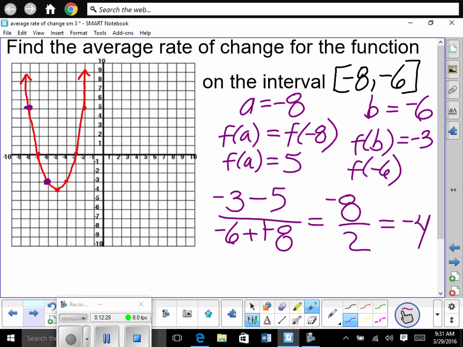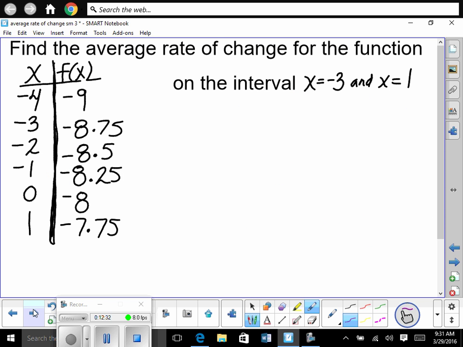Are we all good with that? Okay. Last one, then I'll give you lots of time to work. Find the average rate of change for this function on this interval. These are the easiest ones of all. So we're given this. Isn't this the same thing as having an equation, as having a graph? Yes, it's just no table of values, right?